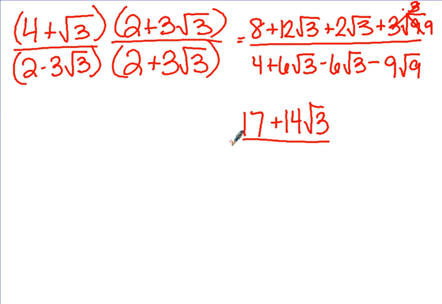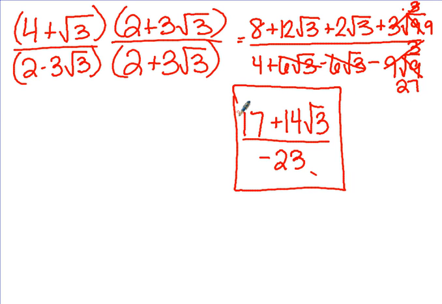In the denominator, we know that 6 root 3 minus 6 root 3 is 0, so we can cancel those out. The square root of 9, again, is 3, and 9 times 3 is 27. So we have 4 minus 27, which is negative 23. Nothing can be simplified or reduced, and so that is our final answer: 17 plus 14 root 3, all over negative 23. All right, let's try another example.